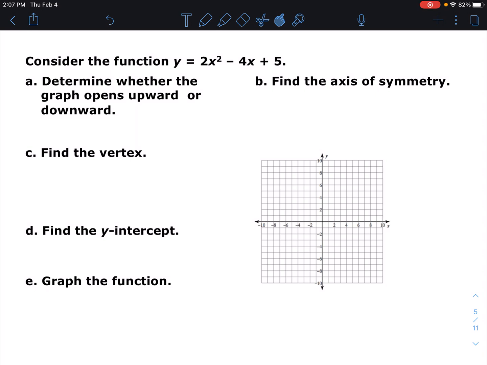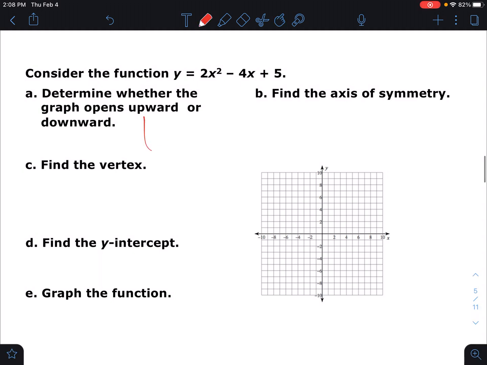Okay, so consider this function y equals 2x squared minus 4x plus 5. First thing we're going to do is determine whether the graph opens up or down. Up means this, down is this. So in this case, how do you do that? Well, you're going to look at your a value. Remember, if it's positive, it opens up. If it's negative, it opens down. It's positive, so it's a happy parabola, so it opens up. Find the axis of symmetry, part B over here on the right. So we need to do that first anyways.